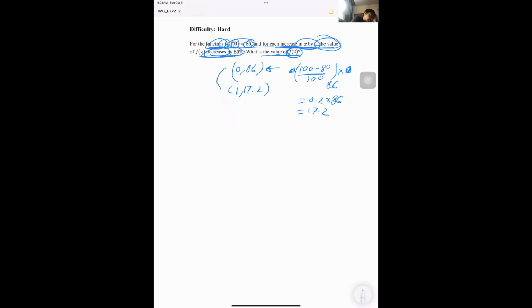The next time, what it will become for 2 is again 0.2 into 17.2. That's all. We don't even have to make an equation for this. So 3.44. Therefore f(2), because this told us that for each increase of x by 1, the value of f(x) decreases by 80%, is 3.44. So that is all the questions here.